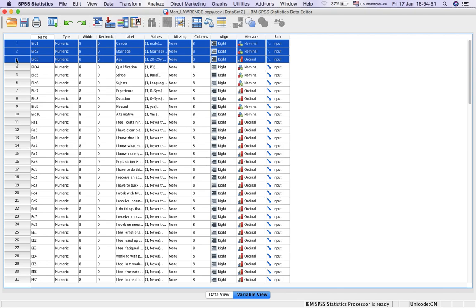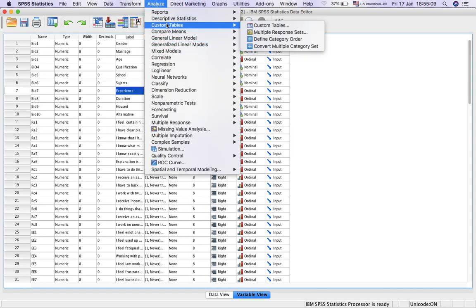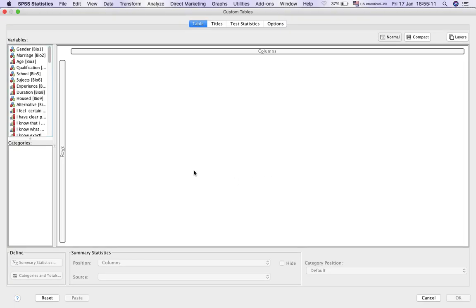Okay, so let's start with the chi-square test for goodness of fit. We just want to see between male and female who has the highest proportion. Let's run the descriptive. Let's run the descriptive for gender.